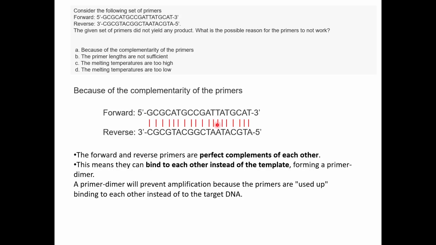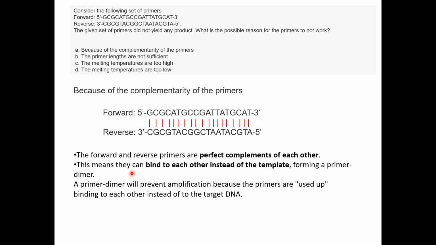Only after you start your PCR step will your template get separated, and after annealing, your primer can bind to the DNA. But as soon as you add it into the reaction mixture, because they are completely complementary to each other, the forward and reverse primers bind to each other. So the forward and reverse primers are perfect complements of each other. This means they can bind to each other instead of the template, forming primer dimers.